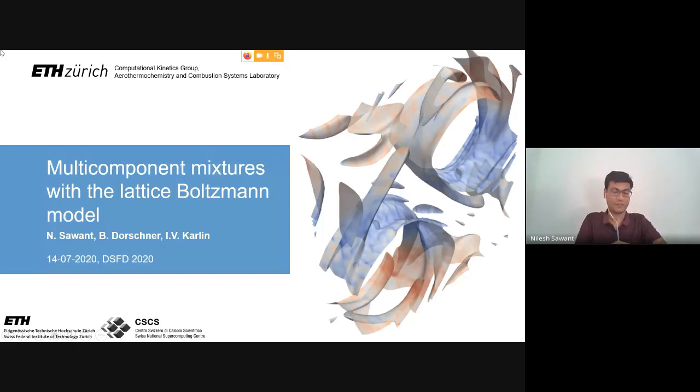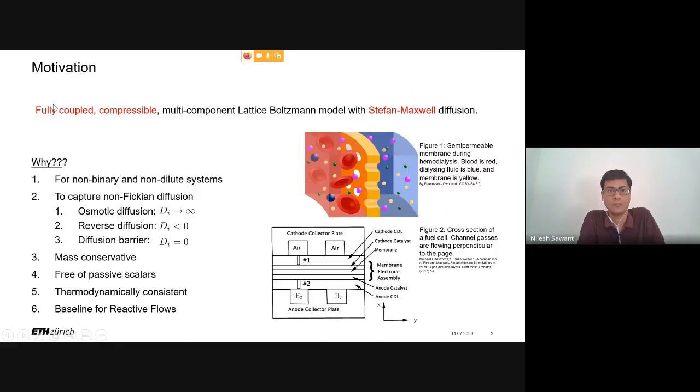Today I'll be talking about our recent work on simulating multi-component mixtures with the lattice Boltzmann method. So the aim of our study was to create a lattice Boltzmann model that is fully coupled, compressible, and in which the species interaction is pairwise and the diffusion is with the Stefan Maxwell diffusion.